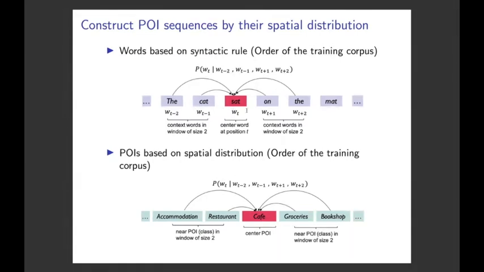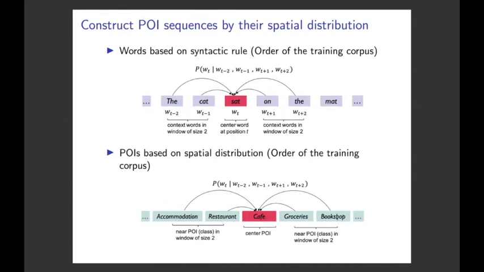But you will see a huge difference between POI data and natural language, because the tokenized sentences are based on syntactic rules, which means there is a natural order in natural language. For POI datasets, there is no natural order, which means we have to construct the POI sequence, just like a tokenized sentence. So we consider the spatial distribution of the POIs to construct this POI sequence, so we can input it to the word-to-vector model.